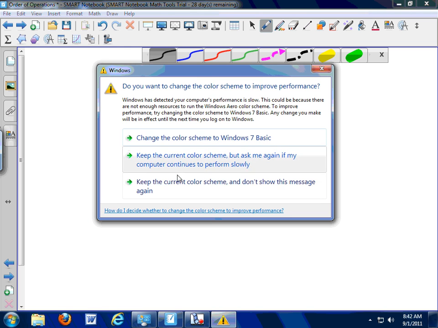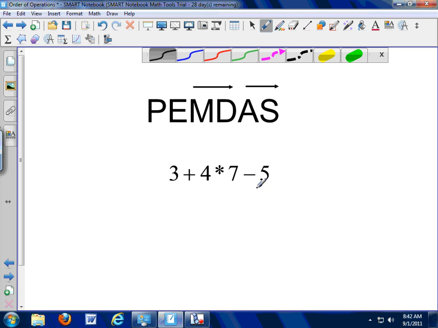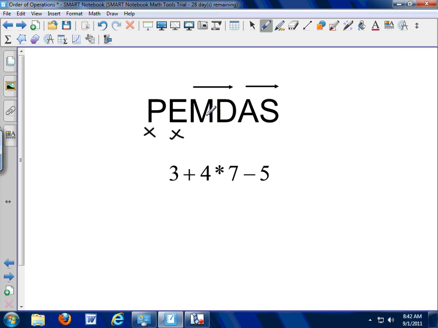If we keep the current color screen, that's great. If we move on to a problem like this. We don't have any parentheses, so we don't need to worry about that. I don't see any exponents. I do see a multiplication symbol. That's this right here, so we ought to start right there.